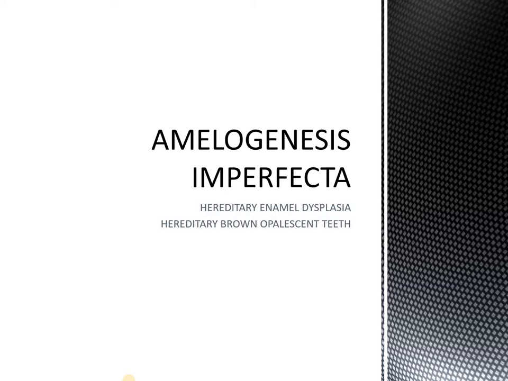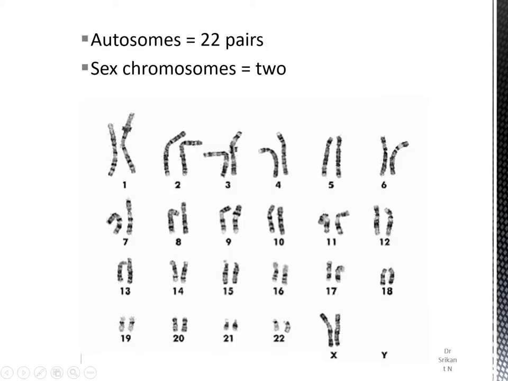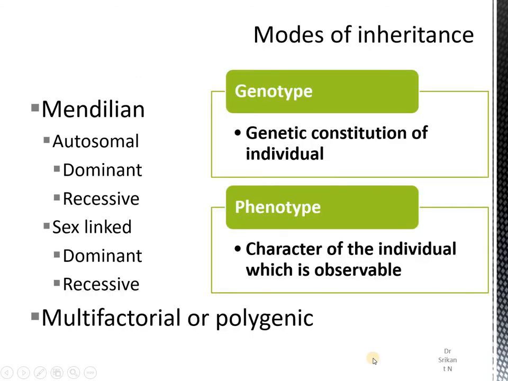It is also called imperfect formation of enamel, hence the name amelogenesis imperfecta, also called hereditary brown opalescent teeth. As we are aware, we have 22 pairs of autosomes and two sex chromosomes, the X and the Y chromosome. Most of these have a Mendelian type of transmission, which can be divided as autosomal dominant, recessive, sex-linked dominant, or recessive. It can also have a multifactorial or polygenic type.